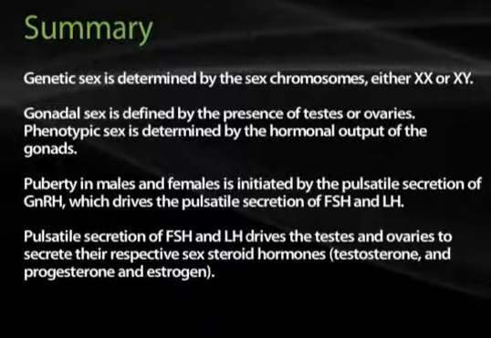Puberty in males and females is initiated by the pulsatile secretion of GnRH, which then drives the pulsatile secretion of FSH and LH. Pulsatile secretion of FSH and LH then drives the testes and ovaries to secrete their respective sex steroid hormones, testosterone and progesterone and estrogen.